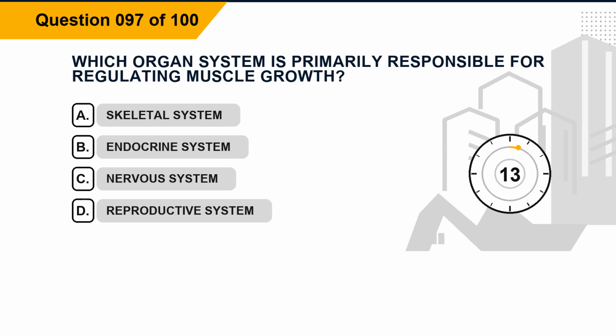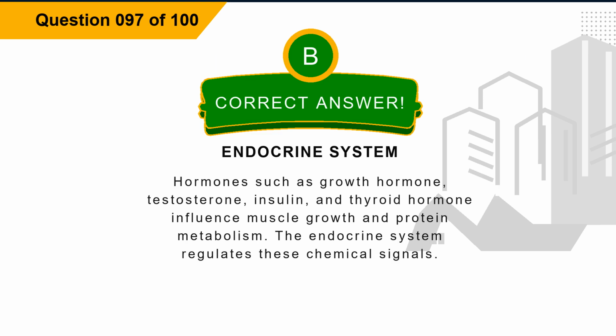Question 97. Which organ system is primarily responsible for regulating muscle growth? Option A, skeletal system. Option B, endocrine system. Option C, nervous system. Option D, reproductive system. The correct answer is option B, endocrine system. Explanation. Hormones such as growth hormone, testosterone, insulin, and thyroid hormone influence muscle growth and protein metabolism. The endocrine system regulates these chemical signals.